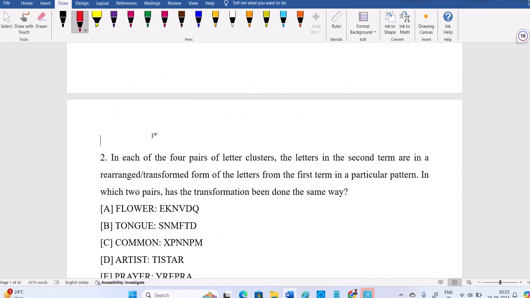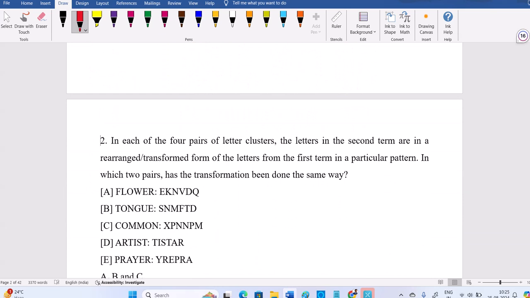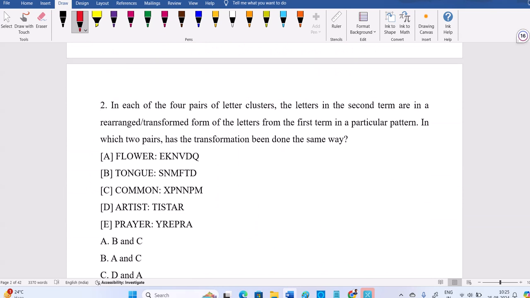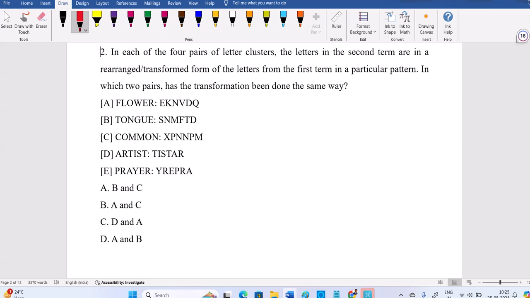Now the second question. This model you can also find in coding and decoding. This is one such question they are giving. Here we have to identify which two options are maintaining the same pattern. They are giving options also here. For this question, E can be ignored because in the options they are not giving that combination. You don't analyze E. They gave it in the question, but in the options E is not there.